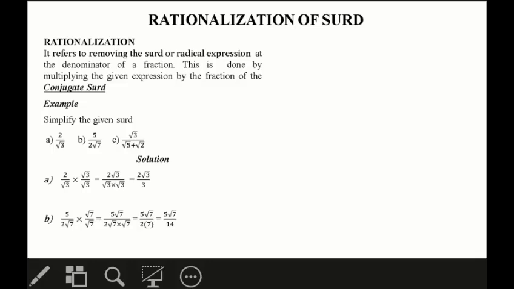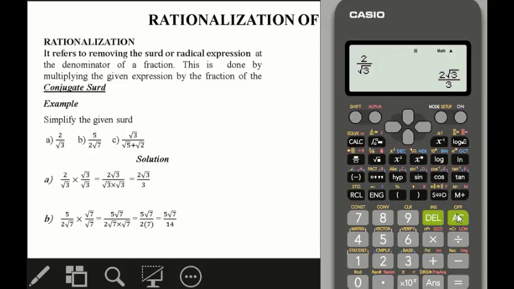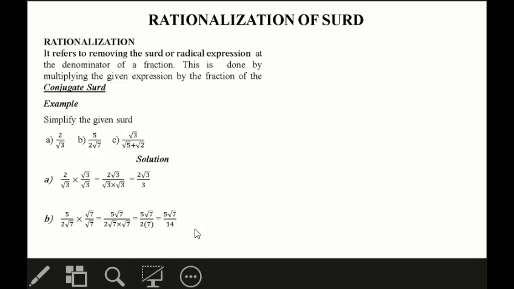So punching this on the calculator, we are going to have 5 divided by 2 root 7, and you press your equal to sign, and you see you are getting 5 root 7 divided by what? 14, as we had it on our screens over here. Good. Let's look at the third example.